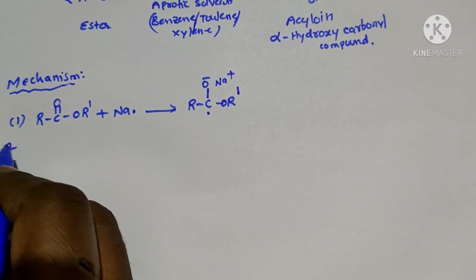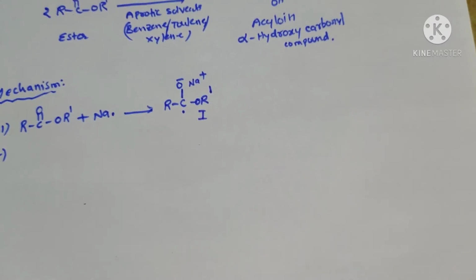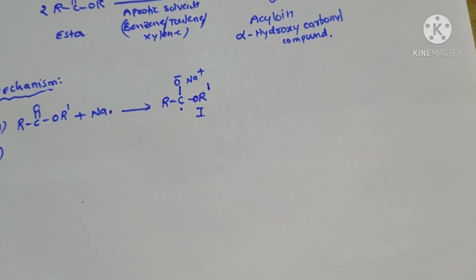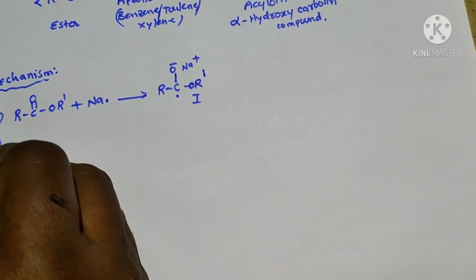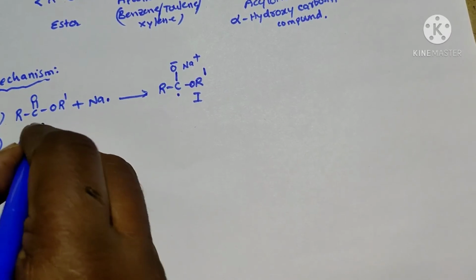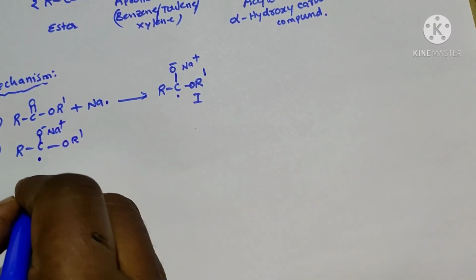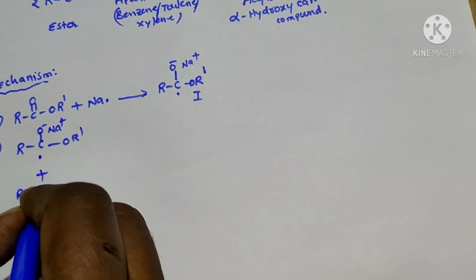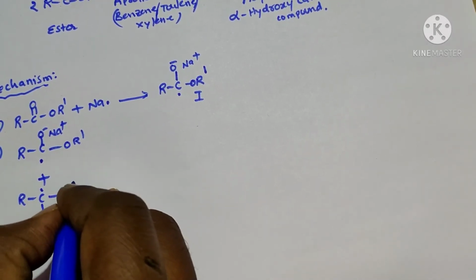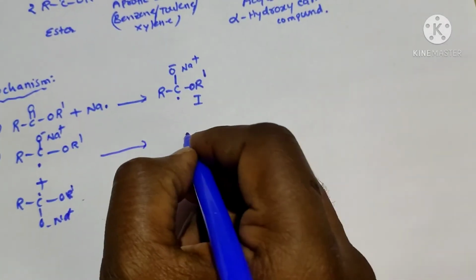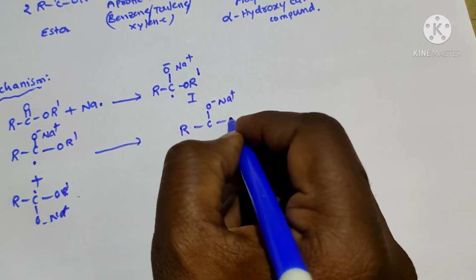Now in the next step, what happens is two such species, we can name it as intermediate 1. So in the second step, two intermediate 1 molecules combine and form the intermediate 2. So now we get the dimer of the intermediate 1.